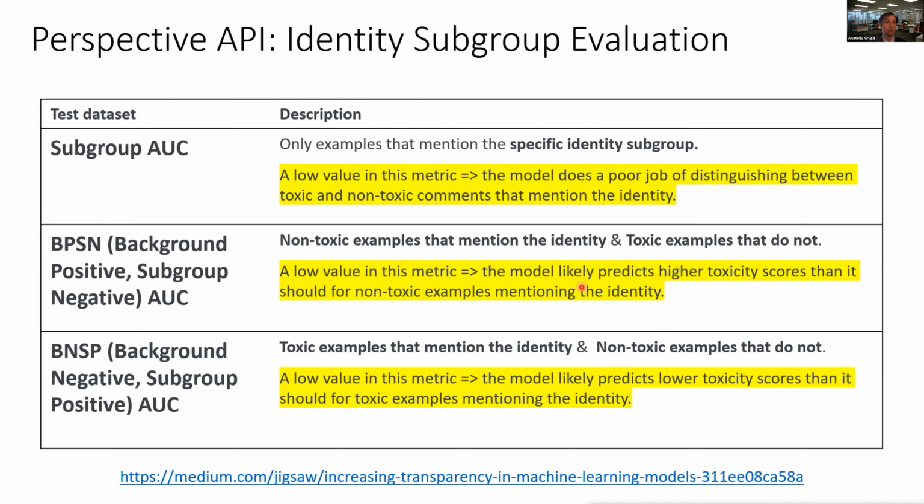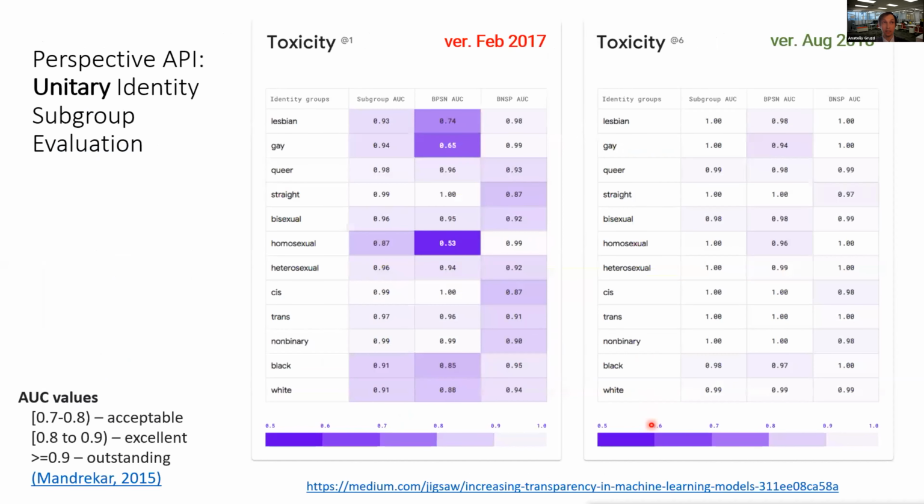for this second test. The third group included toxic examples that mention the identity, but non-toxic examples that don't mention the identity. And so if the AUC values are low for this group, then it means that the classification model likely predicts lower toxicity scores than it should for toxic examples mentioning the identity. So it's kind of the reverse of the second test. And you'll see this a bit more clearly in this next example.